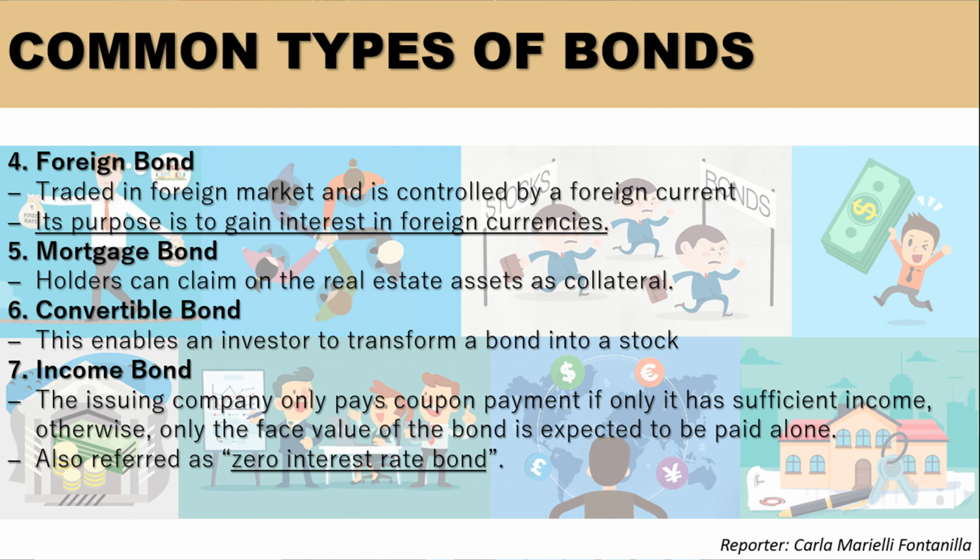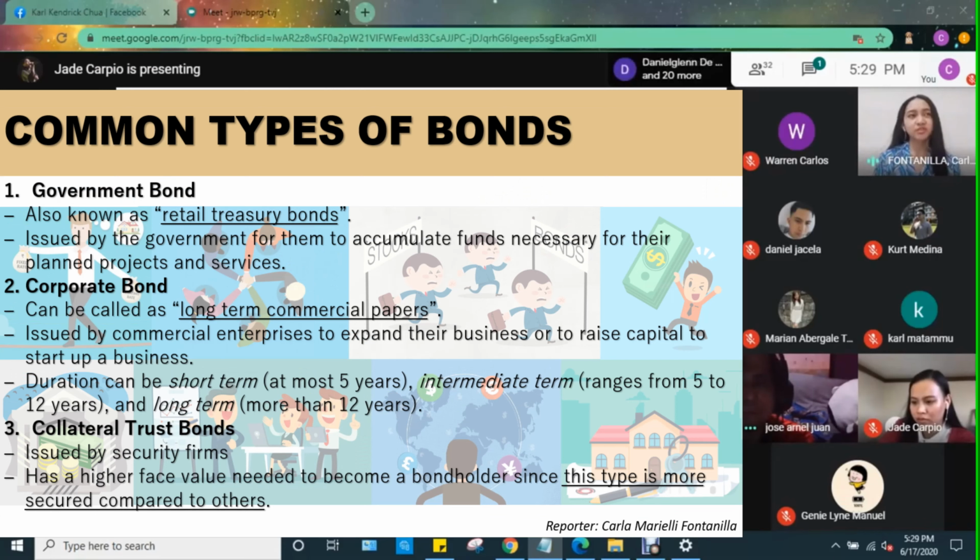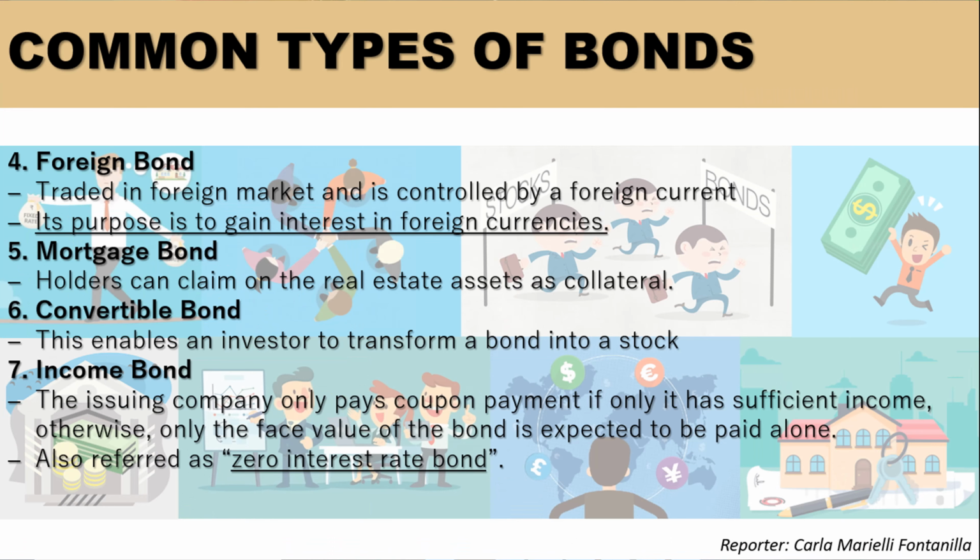Okay. For the foreign bond. Foreign bond is traded in a foreign market and is denominated in a foreign currency. Its purpose is to gain interest in foreign currencies. So, foreign bonds are unstable and riskier because of how risky the currency will be. So for example, 1 Japanese yen is equivalent to 0.0093 US dollar. So meaning the person should have paid 0.0093 per bond.